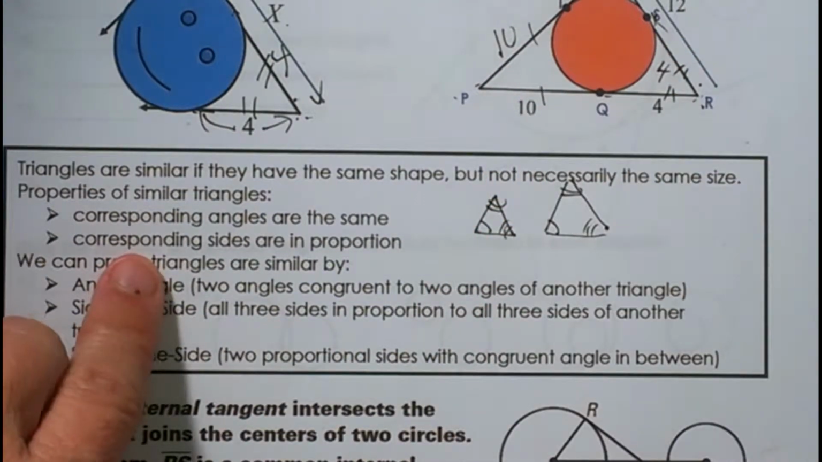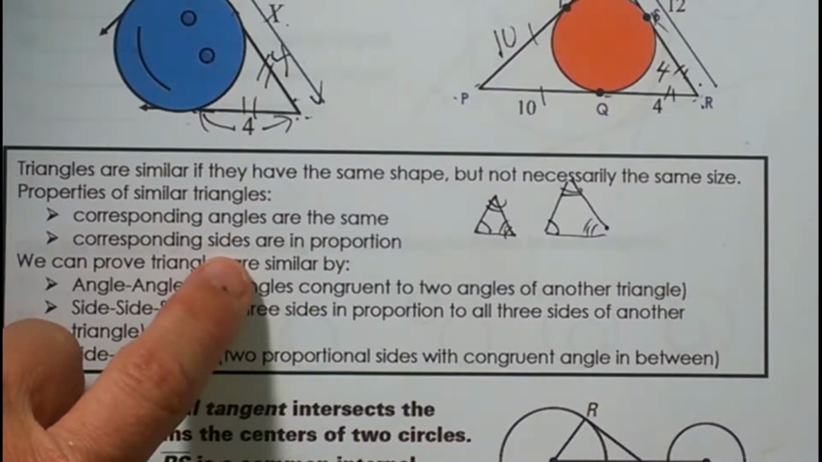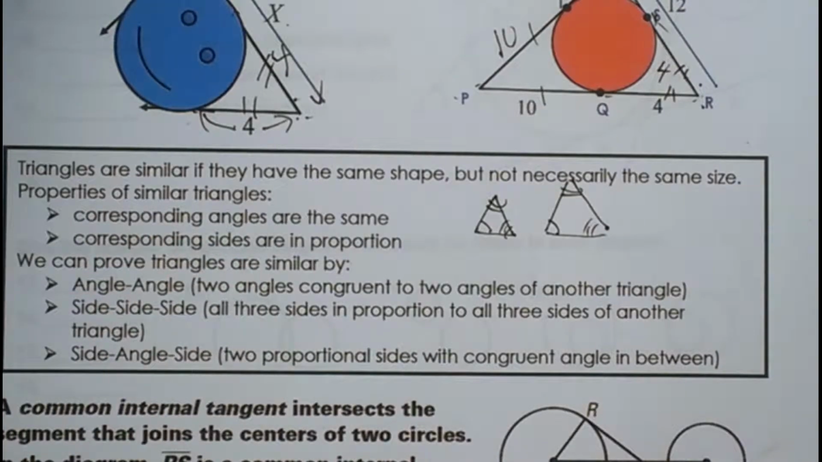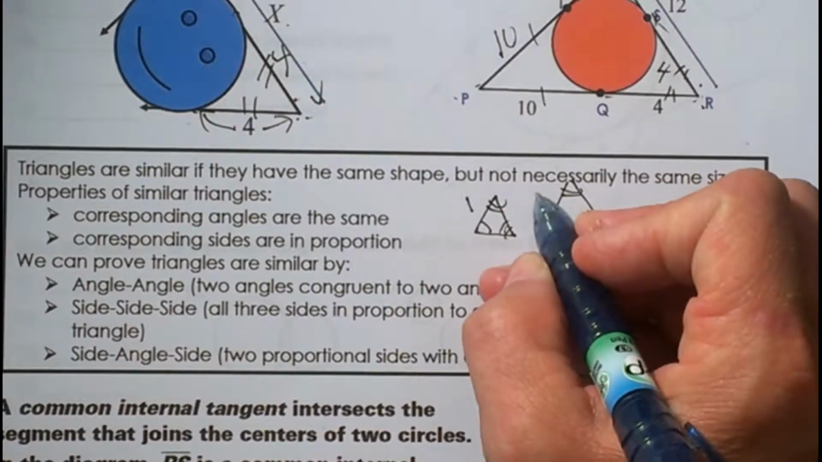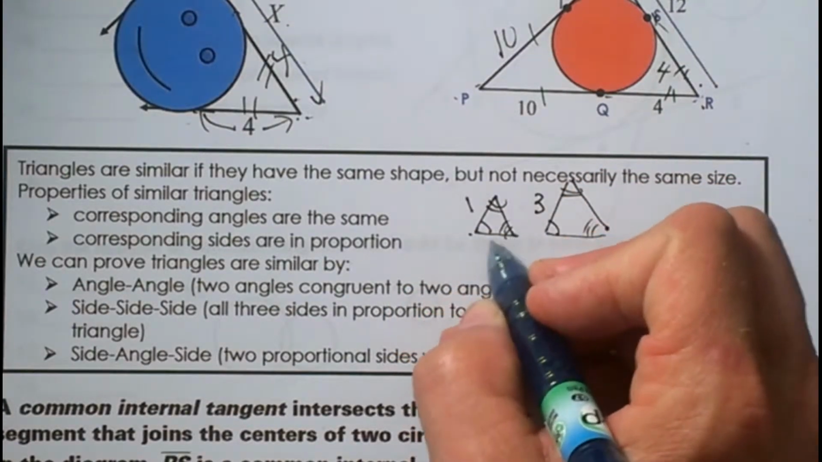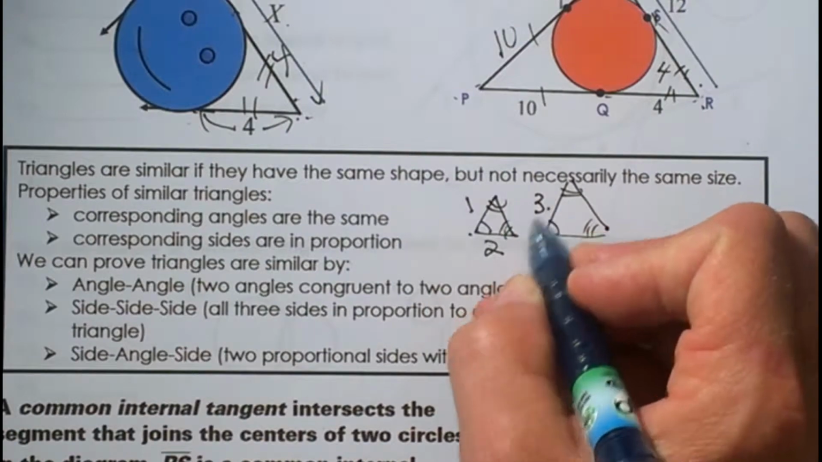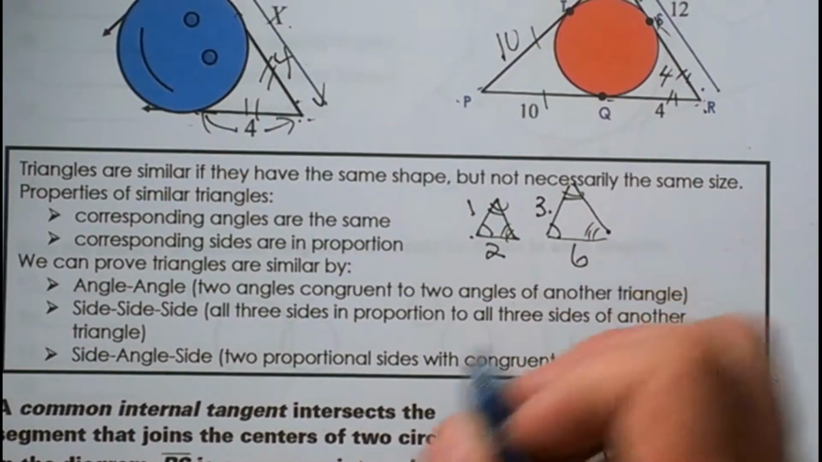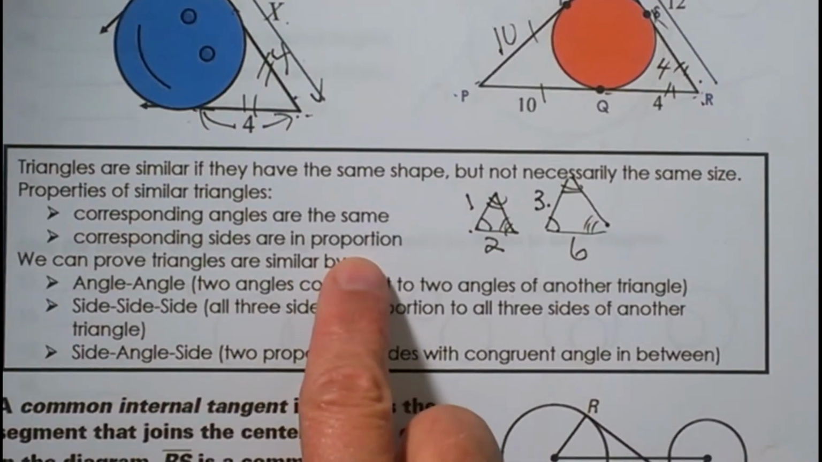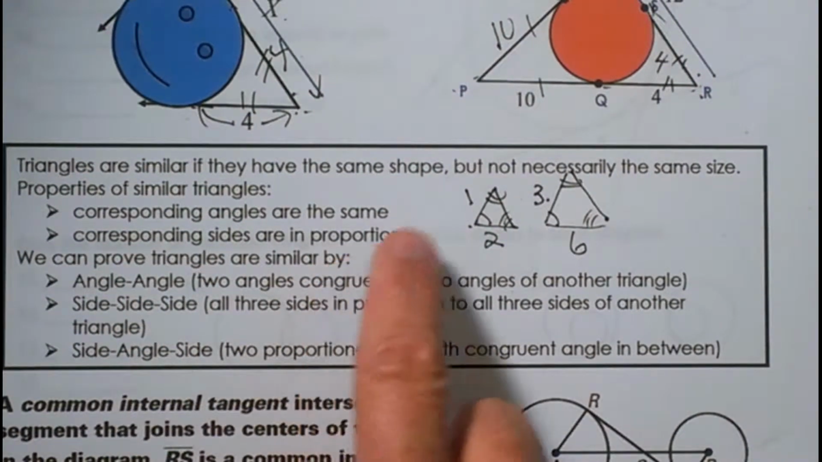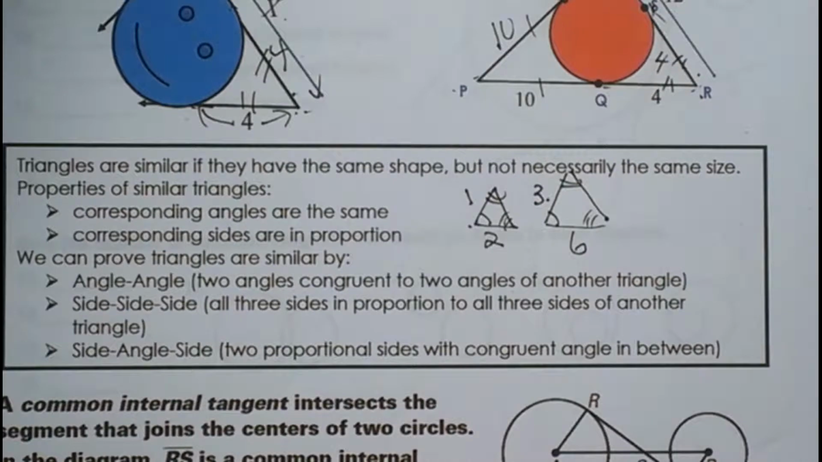The sides, though, are corresponding in proportion, so they're proportional to each other. So if this side is 1 and this side is 3, this side would be 2. Well, I've tripled to get to the bigger triangle. That means this side would be 6. So you can see what this means by the corresponding sides are proportional. They're multiplied by the same factor.